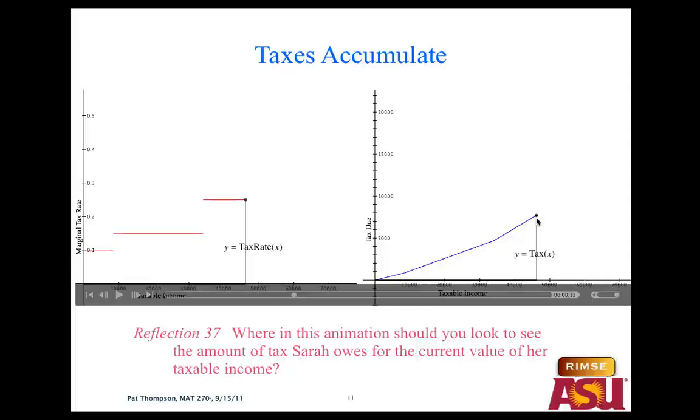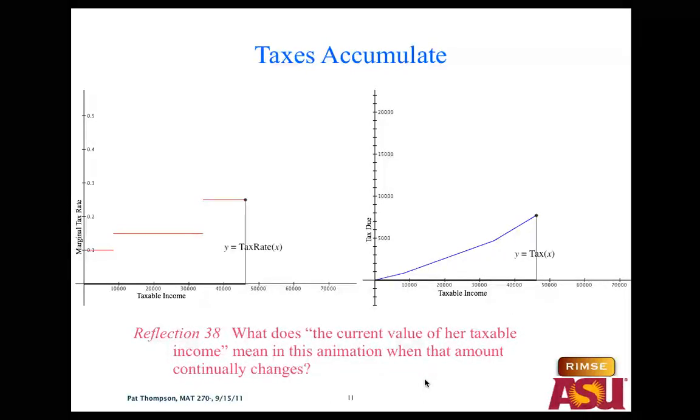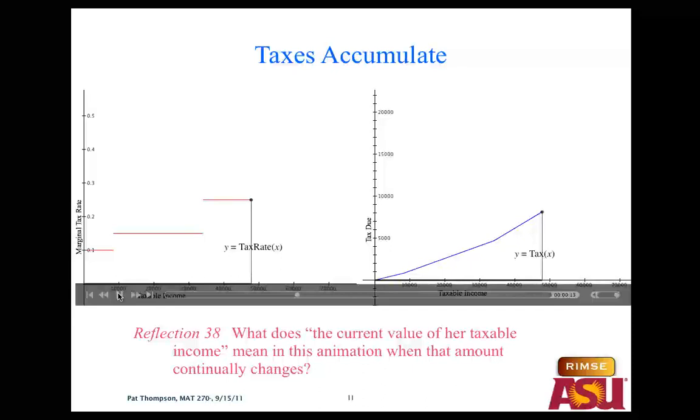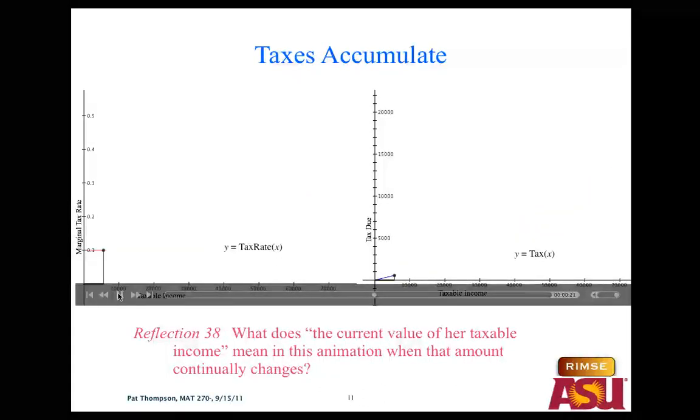So it's specifically the y value of the point that will give you the tax due. All right, and what do we mean by the current value of her income? Isn't it always changing? The income is always increasing as time goes by. So what do we mean by the current value? The value at a specific point in time.